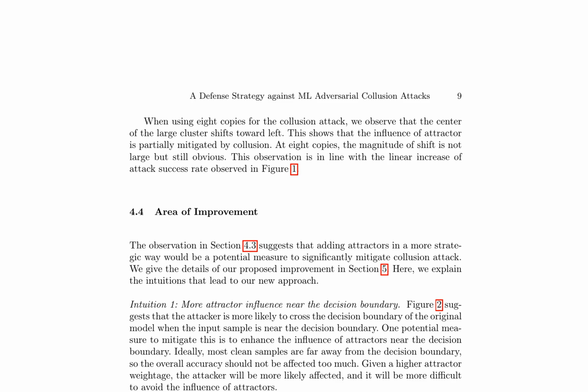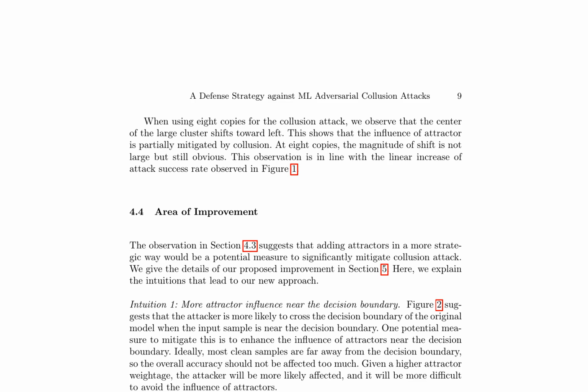To mitigate such attacks, the authors propose a novel approach employing adaptive attractors, which are strategically placed in the input space to influence the output of the model. The proposed method introduces a flexible alpha value that follows a U-shaped curve, reflecting the relationship between the distance to the decision boundary and the weightage of attractors added to the model.